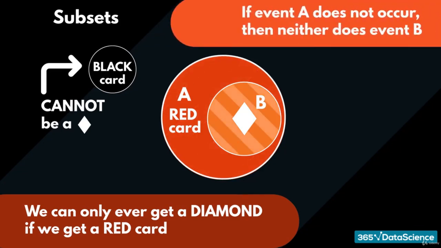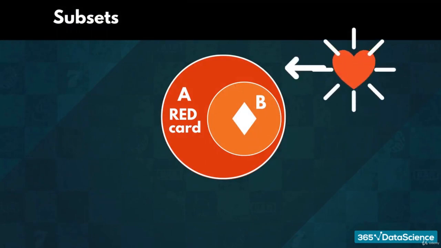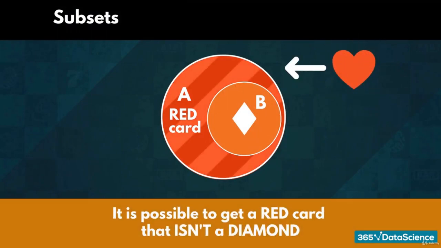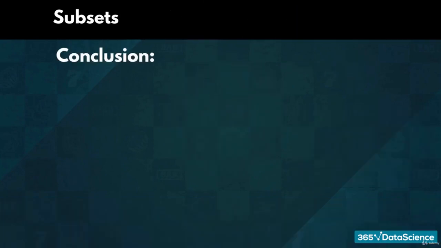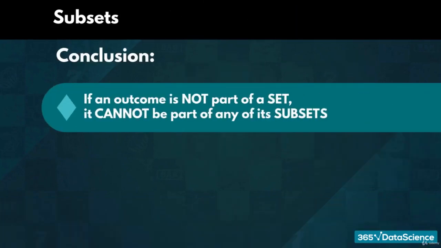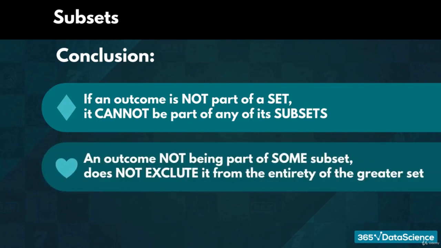However, because we can draw a heart, it is possible to get a red card that isn't a diamond. Therefore, event B not occurring does not guarantee event A not occurring. In short, if an outcome is not part of a set, it cannot be part of any of its subsets. However, an outcome not being part of some subset does not exclude it from the entirety of the greater set.